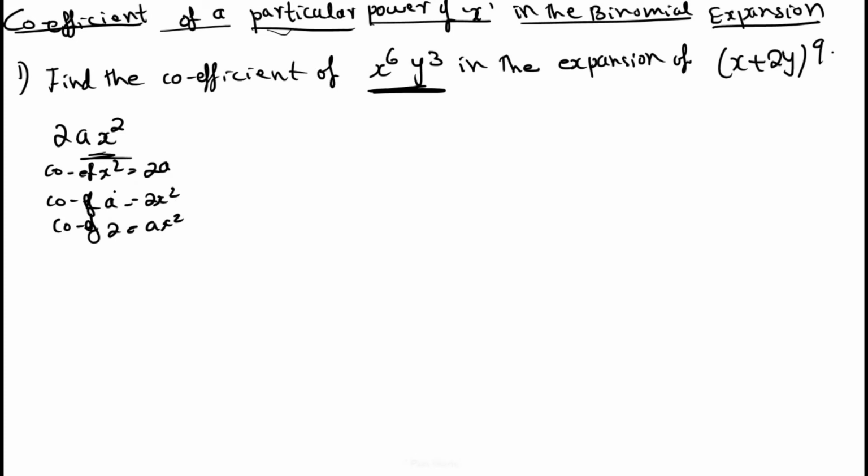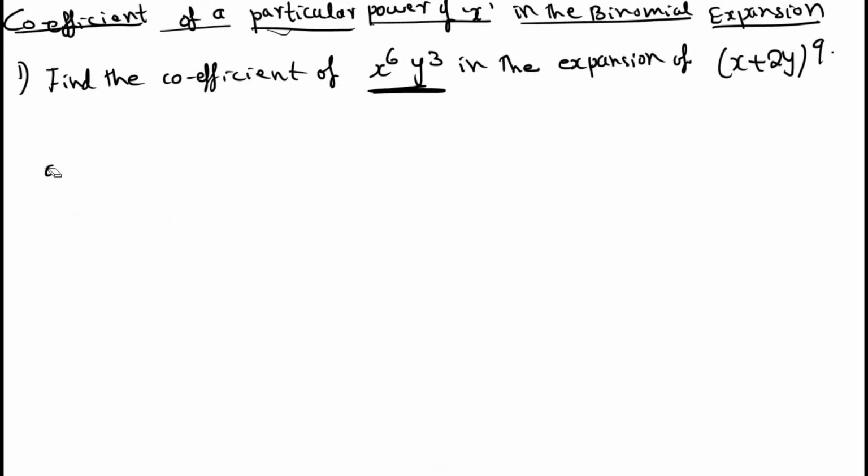Similarly, in the expansion of (x + 2y) to the power 9, while expanding, you will get x to the power 6 into y cube. But with respect to x to the power 6 into y cube, we need to find the coefficient, the term with the x to the power 6 and y cube you need to calculate. Okay, that's the meaning of the coefficient of a particular power of x in the binomial expansion. That means in the given binomial expansion.